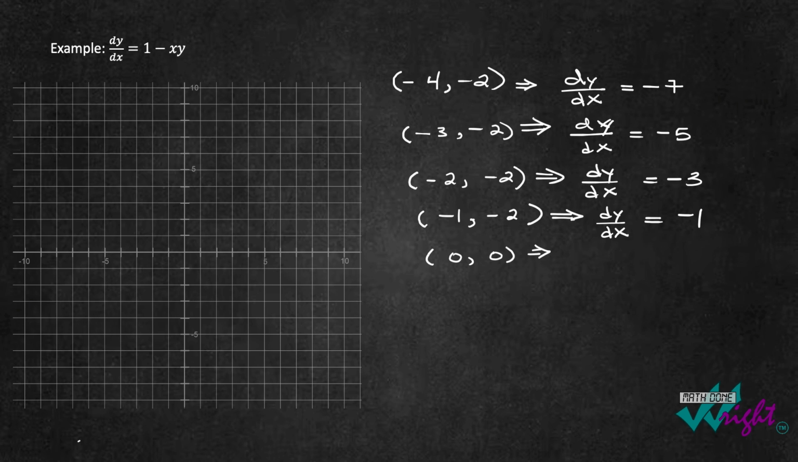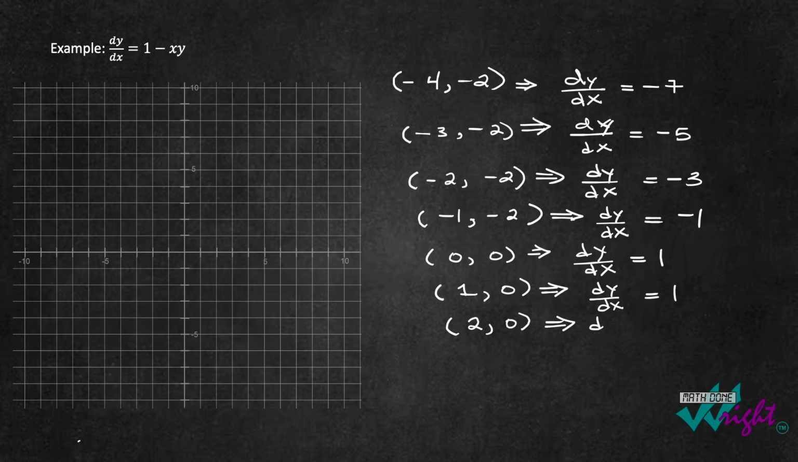If I substitute 0, 0 in, I get dy dx equals +1. And let's say I have 1, comma, 0. Again, since I am multiplying by 0, I get dy dx equals 1 again. And then if I do 2, comma, 0, I get dy dx equals 1 again. So you should be seeing the pattern at this point.